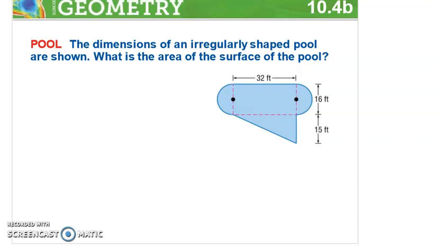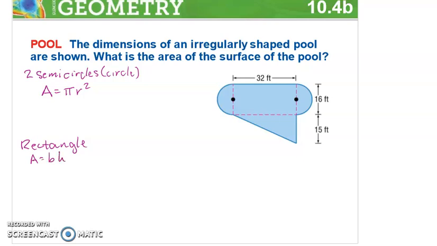So let's go through this. We have two semicircles. So if you think about that, the two semicircles together would be a circle. So the area of the circle is pi r squared. So we're going to use that formula. Then we also see a rectangle. The area of a rectangle is the formula base times height. And then you see the area of a triangle. So the area of a triangle is 1/2 base times height. So we're going to take all of these and add them together to find the total surface area.